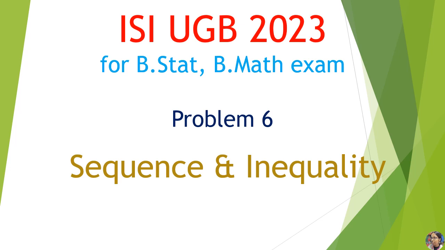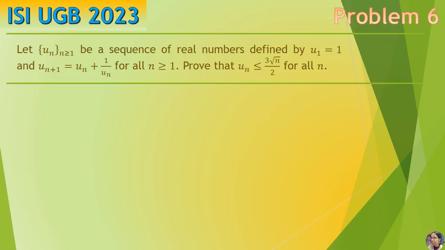Welcome friends. In this video, I will discuss problem number 6, which was asked in ISI UGB 2023 for the B.Stat B.Math admission test conducted by ISI, that is, the Indian Statistical Institute. The problem is regarding sequence and inequality.